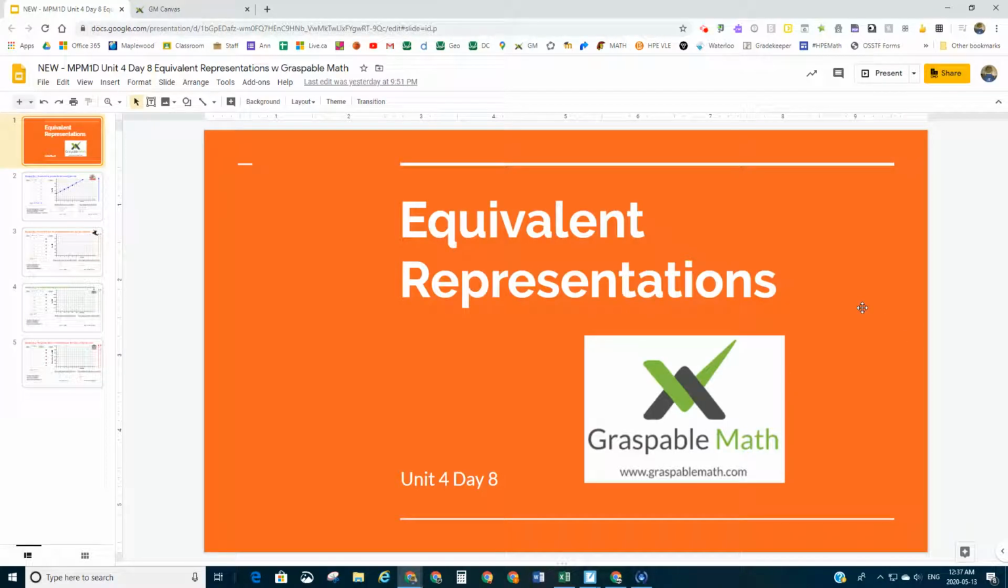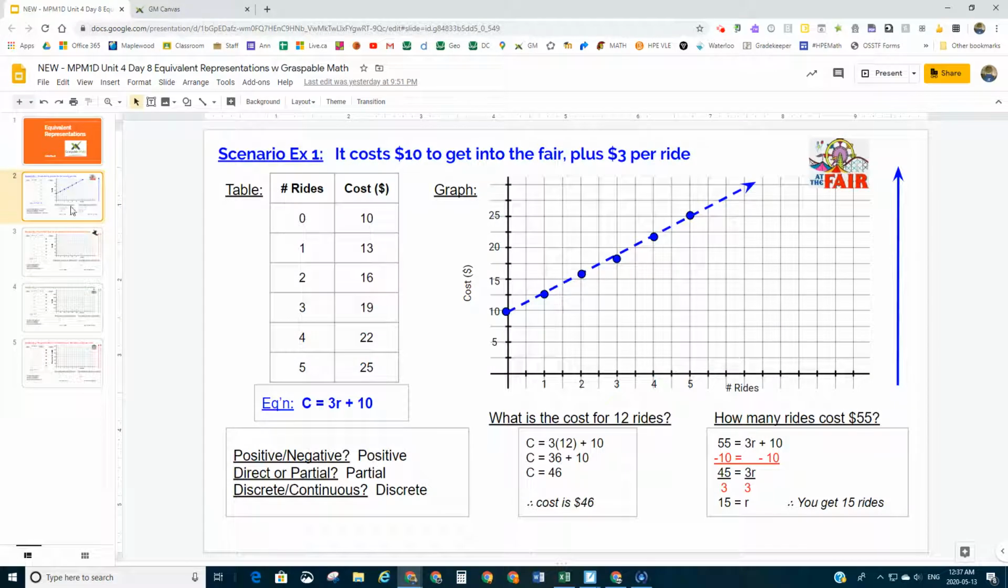All right, what we're going to do today is revisit an assignment we did last week on equivalent representations. Except we're going to use Graspable Math, a program to help us with some of the algebra necessary. First, let's remind ourselves of this activity. We were given a bunch of scenarios, and we had to come up with tables, equations, and graphs, and then answer a couple of questions about it.